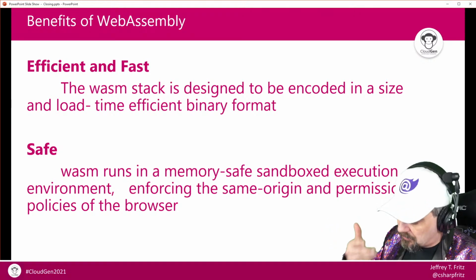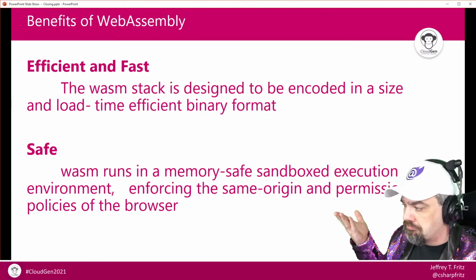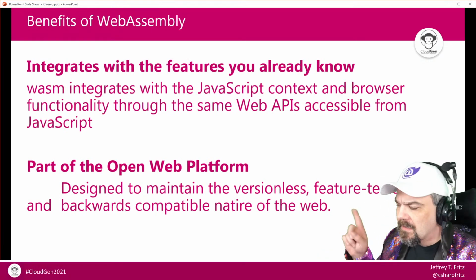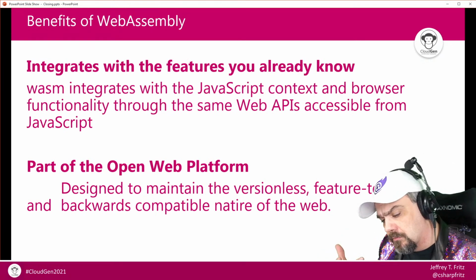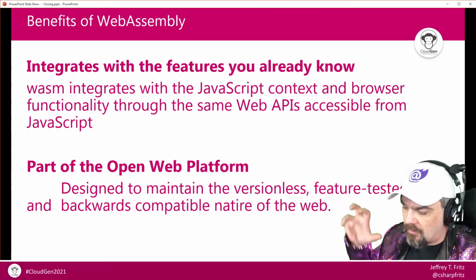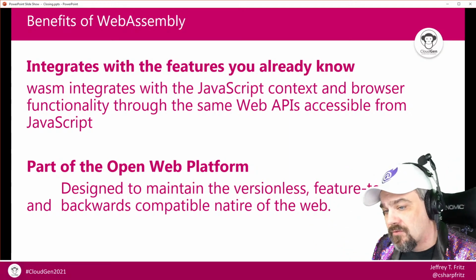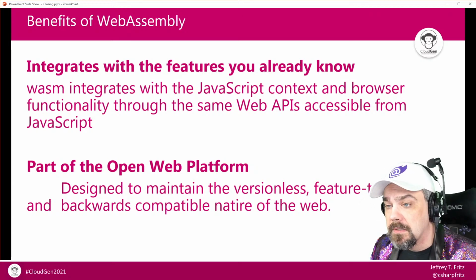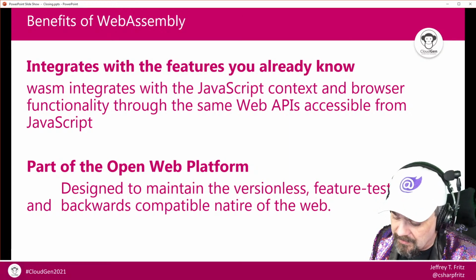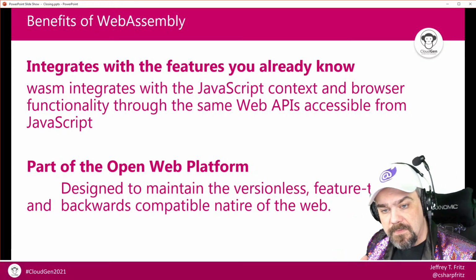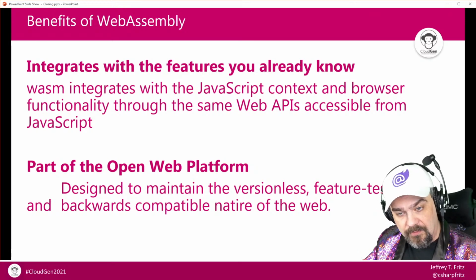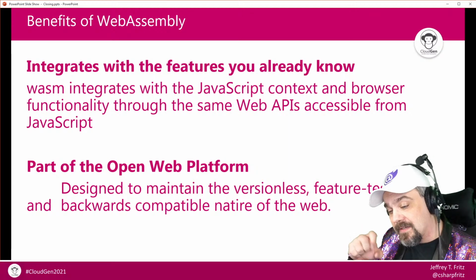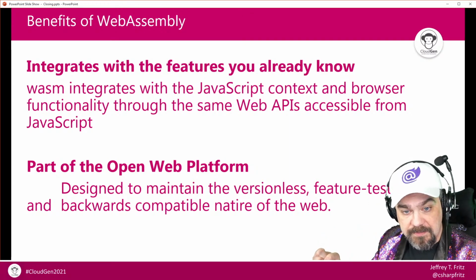Okay, makes sense. If we're going to deploy applications in some other format, these are things we want to have in our applications. Let's integrate with the features we already know. So let's let WebAssembly cross the bridge and interact with JavaScript context and browser functionality using the same web APIs. If we already know how to do that, if they're already there in the browser, we can lower the on-ramp. We can make it easier for folks to adapt and use WebAssembly with their existing applications if they can communicate with the same APIs. Terrific.